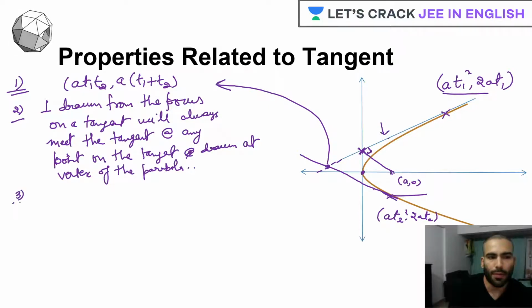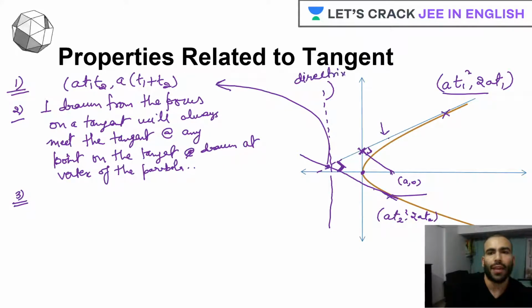Okay, let's talk about another property. Another property is, if you draw a pair of tangents on a parabola, and these tangents have a 90-degree angle between them, then this point's locus will be called the directrix. If you draw a pair of tangents from the directrix, that pair of tangents will have a 90-degree angle between them.